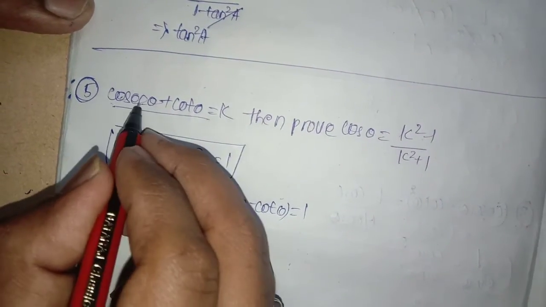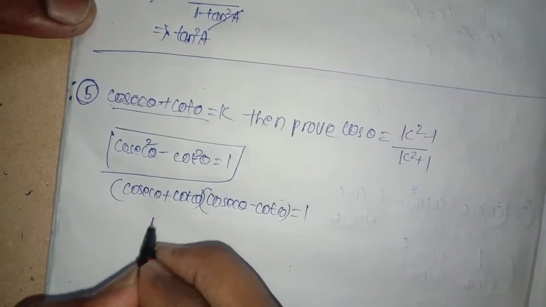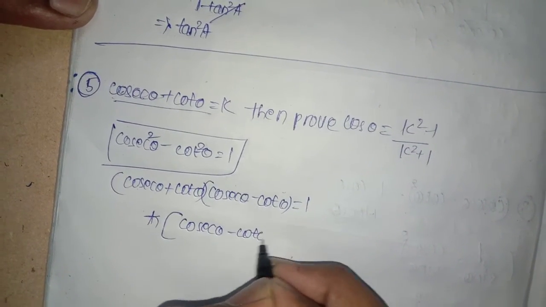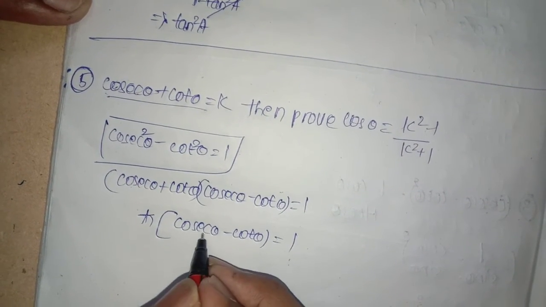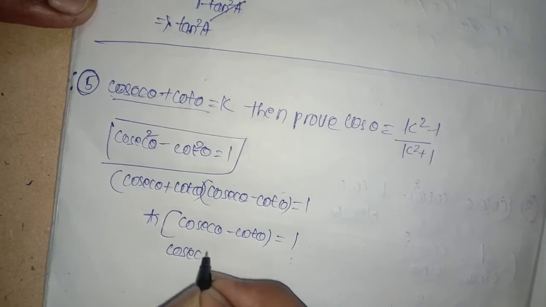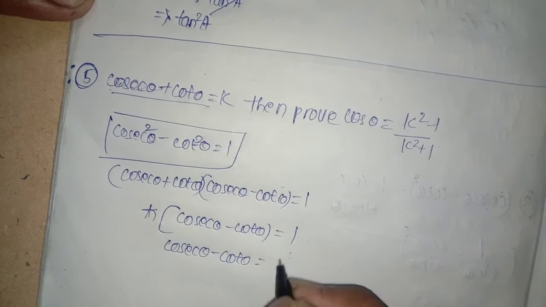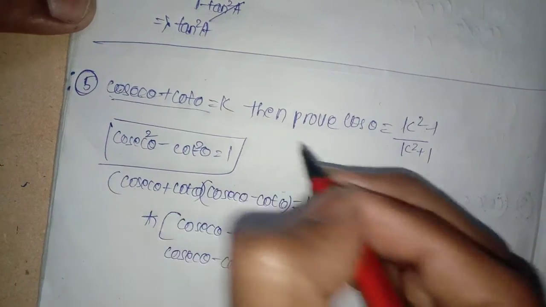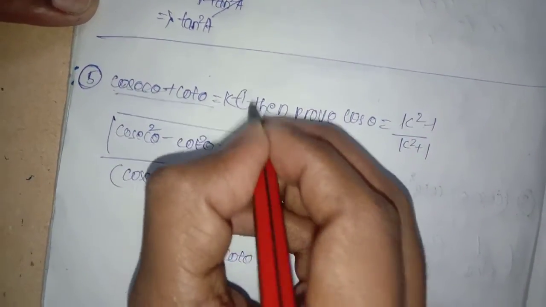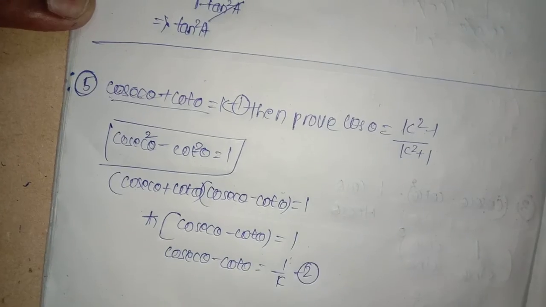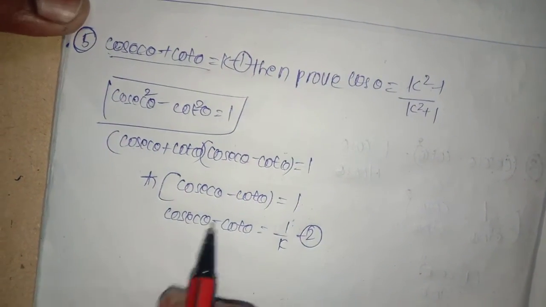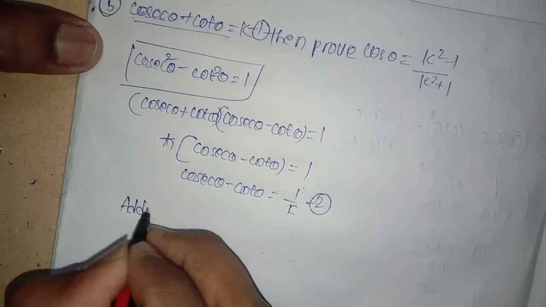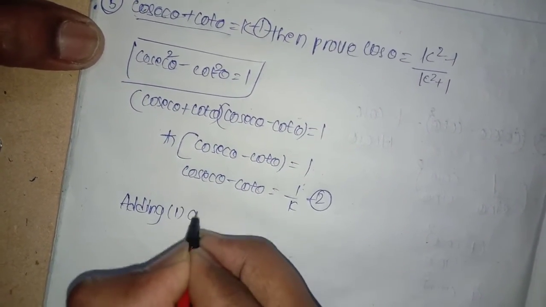They have given cosecant theta plus cot theta, so we substitute the k value: k into (cosecant theta minus cot theta) equal to 1. So we get cosecant theta minus cot theta equal to 1 by k, as k is multiplied and goes to the other side. This is the first equation, this is the second equation, so we have to add these two equations and subtract the two equations to get the answer.